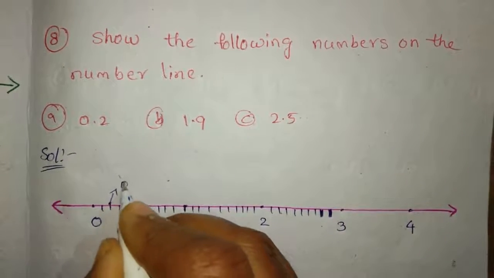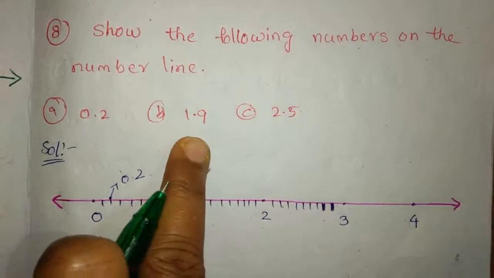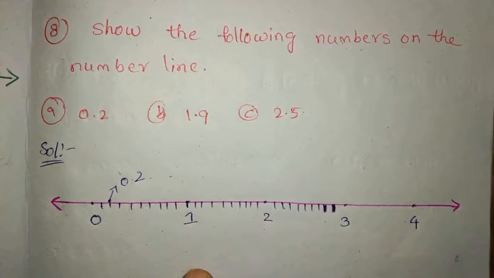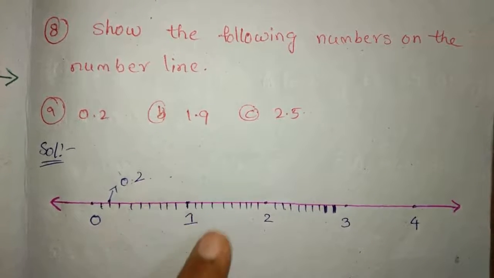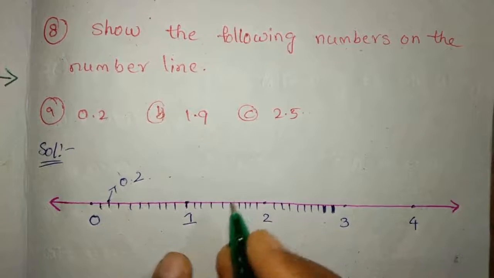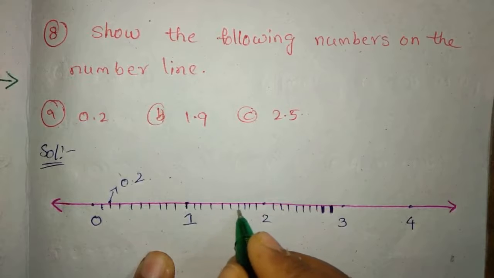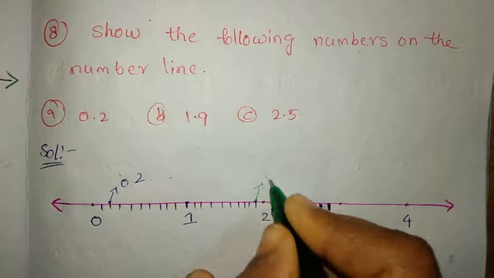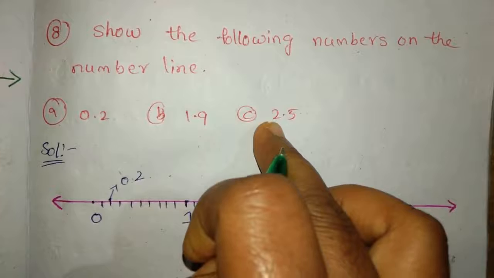This represents 0.2. Next one, 1.9. So here 1.9 lies between 1 and 2. Between 1 and 2 we make 10 equal parts. Now we want 1.9, which is the ninth part: 1, 2, 3, 4, 5, 6, 7, 8, 9. So this represents 1.9.